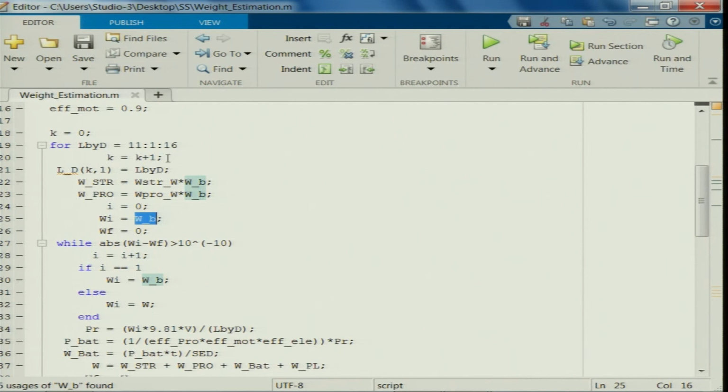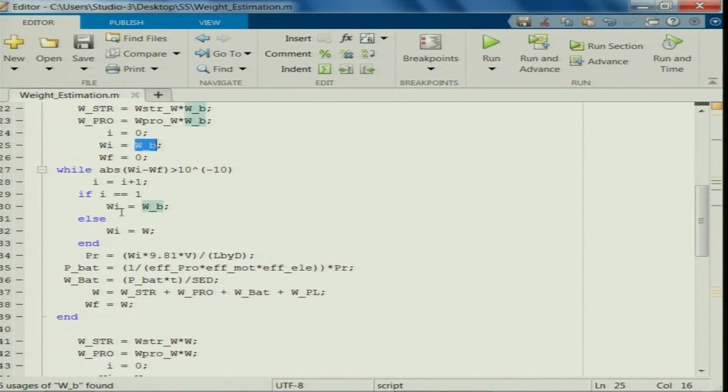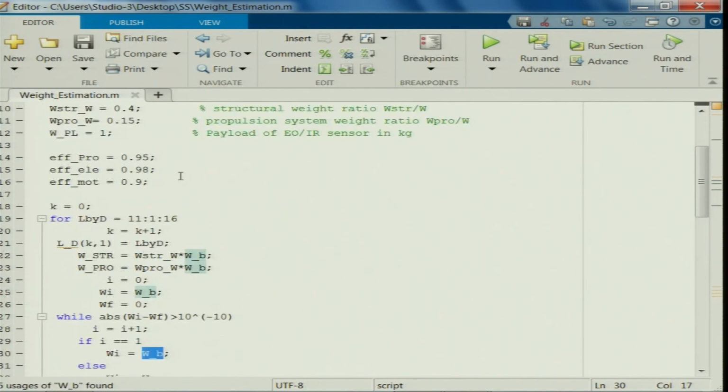So, for different L by D, how the weight of the aircraft is changing. What I did is I used an if loop here. If I is 1, the variable of this loop is 1, then that is the initial iteration. So this W I is nothing but W B, right.